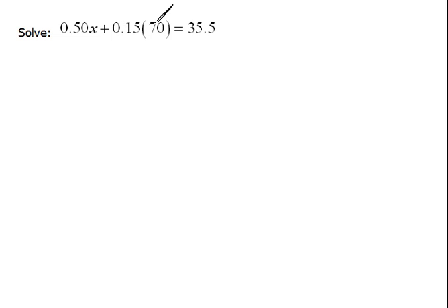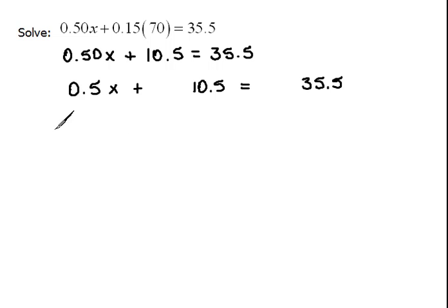Before I do anything though, I'm going to take care of this multiplication. So I'm going to have 0.50x plus 0.15 times 70 is 10.5 equals 35.5. Now, do you notice that, well, first of all, 0.50x, we could just get rid of that 0 because 0.5 is the exact same thing as saying 0.50x. So I want to make sure and point that out. Those are the exact same thing.